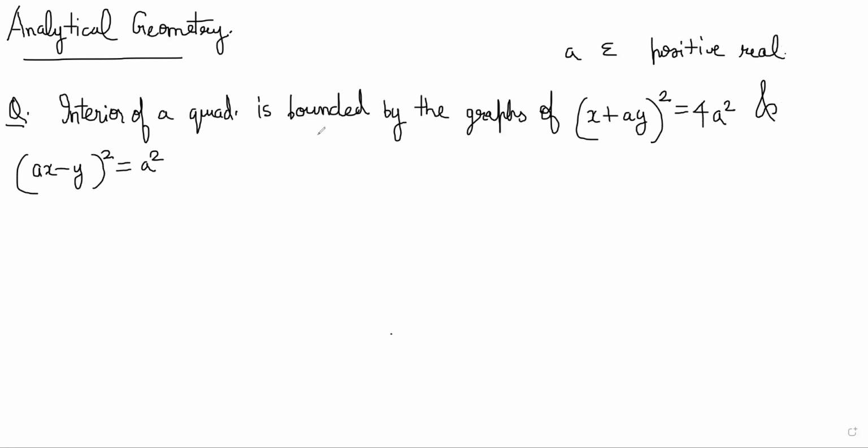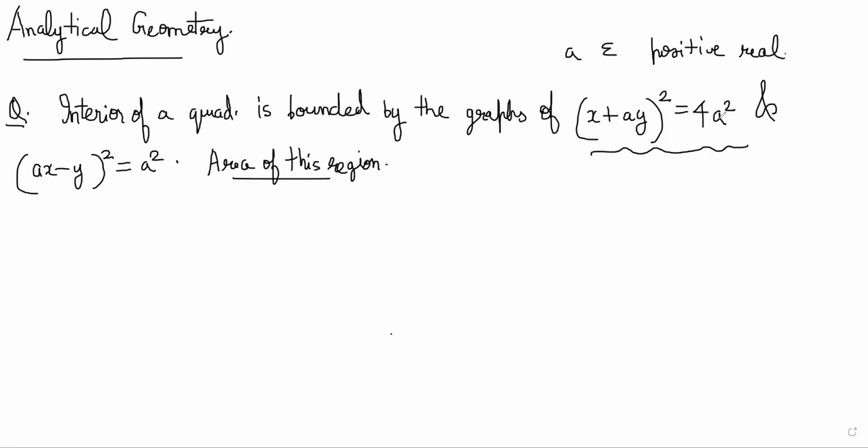Okay. The interior of a quadrilateral is bounded by the graphs of this and this. Now you have to find the area of the region, which is bounded by the graphs of this and this. So first we have to draw the graph of this.